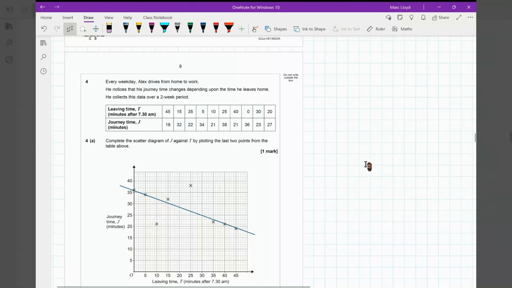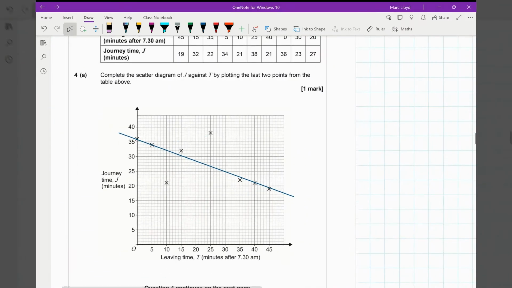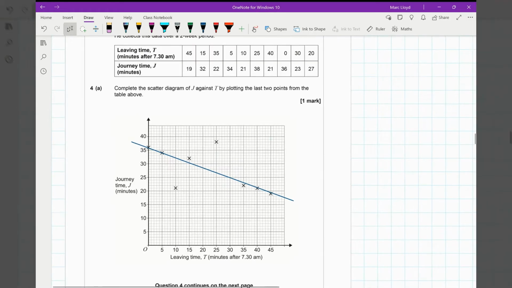Hi there. Question 4. I make no apologies about having a line of best fit already there, because drawing that is horrendous. So 4A, complete the scatter diagram of J against T by plotting the last 2 points from the table above. So we've got to get those two in there.